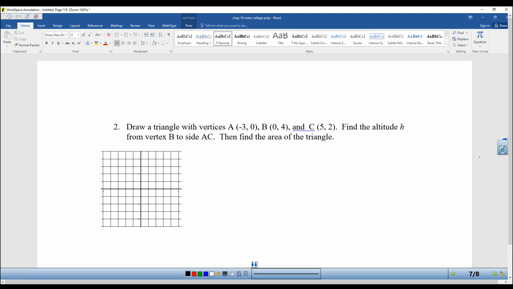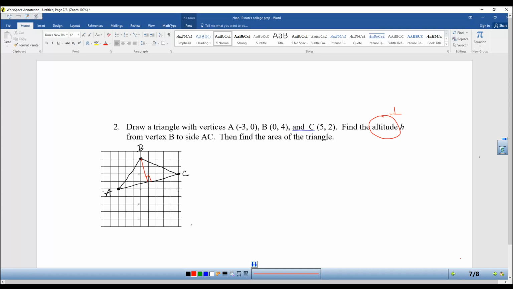Now we're going to draw a triangle with vertices at (-3, 0), (0, 4), and (5, 2). This is C, this is B, and this is A. So it looks like this. And I'm going to draw the altitude from B to AC. An altitude is always perpendicular, so it's hard to draw. Kind of tilt your head maybe to do it.